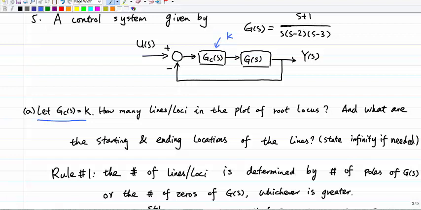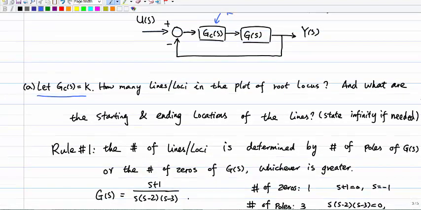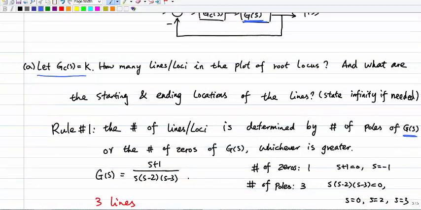So first of all, how many lines are located in the plot of the root locus? Rule number 1 says the number of lines located is determined by the number of poles of G(s) or the number of zeros of G(s), whichever is greater. Remember, G(s) is exactly what I mean here. G(s) is given by (s plus 1) divided by s times (s minus 2) times (s minus 3).